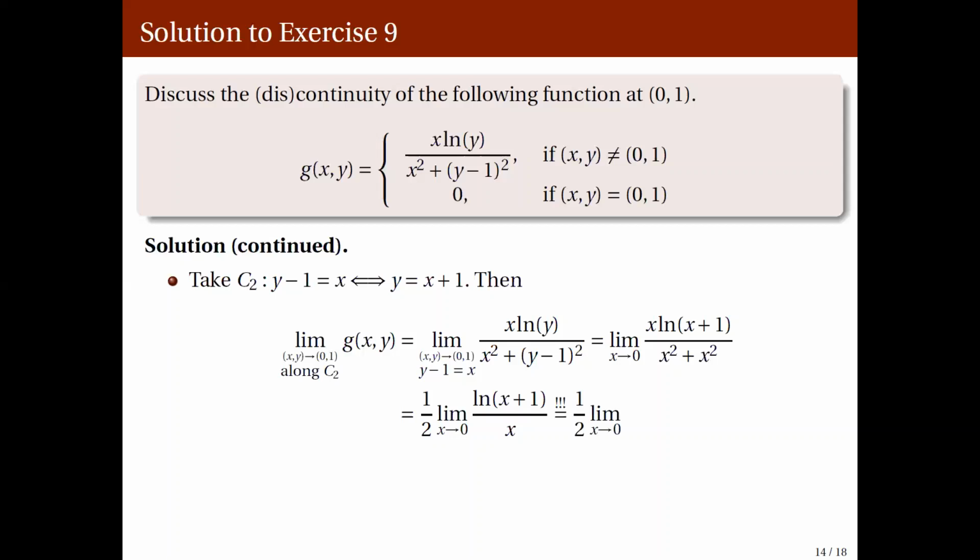L'Hopital's. We'll take the limit of the derivative of ln of x plus 1. That's 1 over x plus 1, over 1 for x. And that limit is 1/2, which is not 0. Once again, we encounter two curves giving two different limits. So the hopefully familiar conclusion follows now that the limit does not exist.